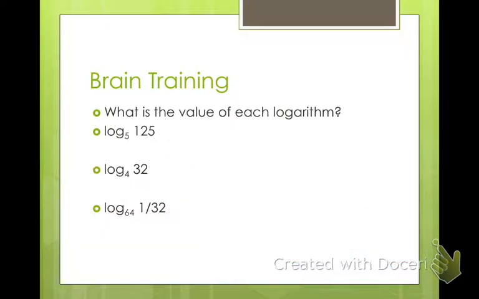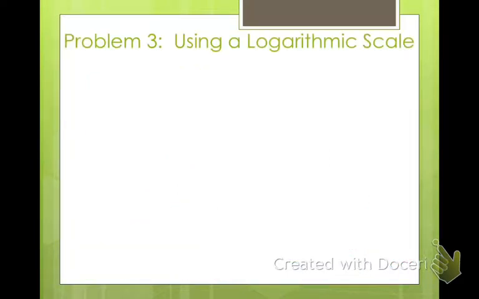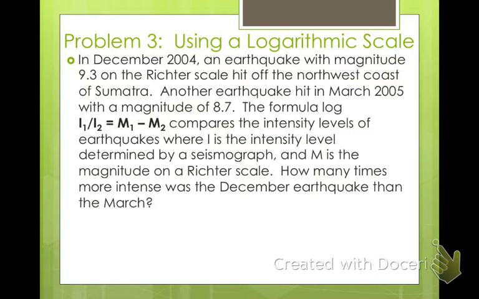Alright, moving right along. In December 2004, an earthquake with a magnitude 9.3 on the Richter scale hit off the northwest coast of Sumatra. Another earthquake hit in March 2005 with a magnitude of 8.7. So everybody know how the Richter scale works? It's on a 10-point scale, 0 being no activity, and then 10 being like ultimate destruction, basically.